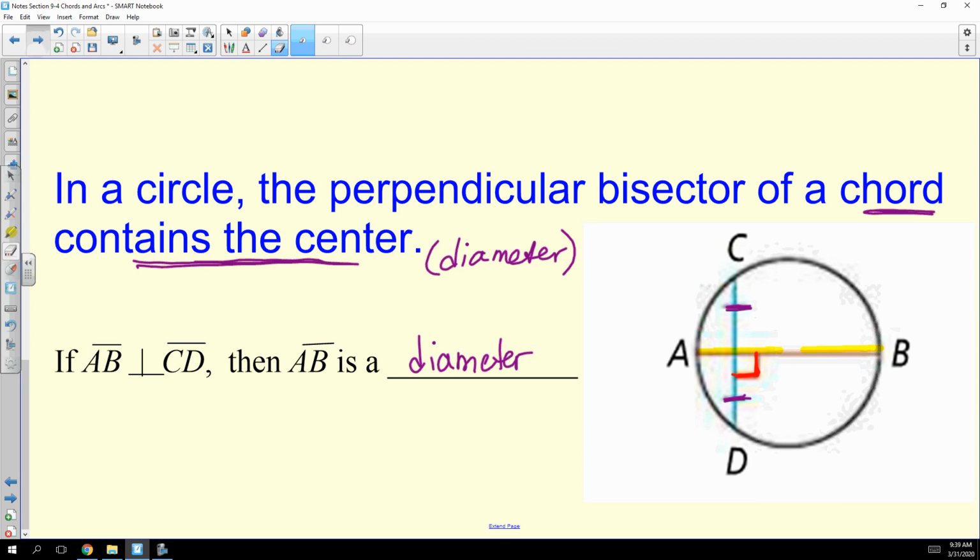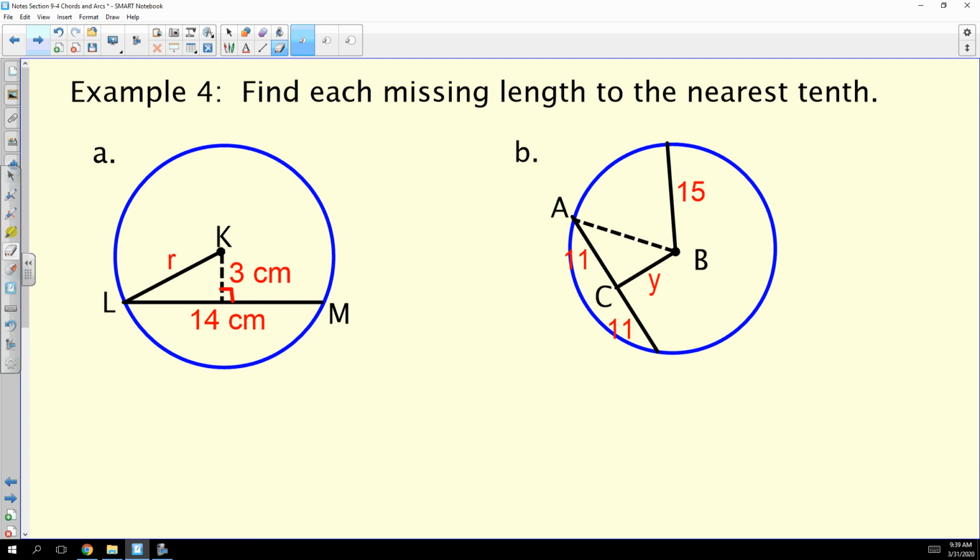Okay. All right, let's talk about how we're going to use some of those ideas that were on the previous page. Here we go. So we're going to find each missing length to the nearest tenth. So we will use our calculator and approximate these values. I'm not going to ask you right now to leave these in simplest radical form.